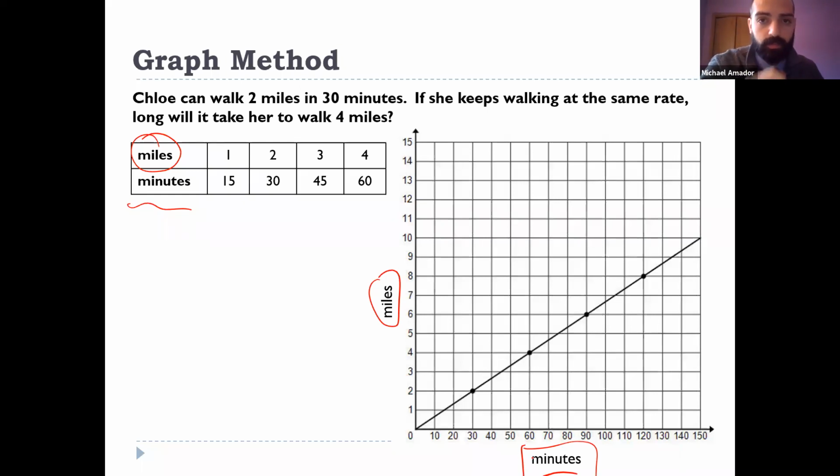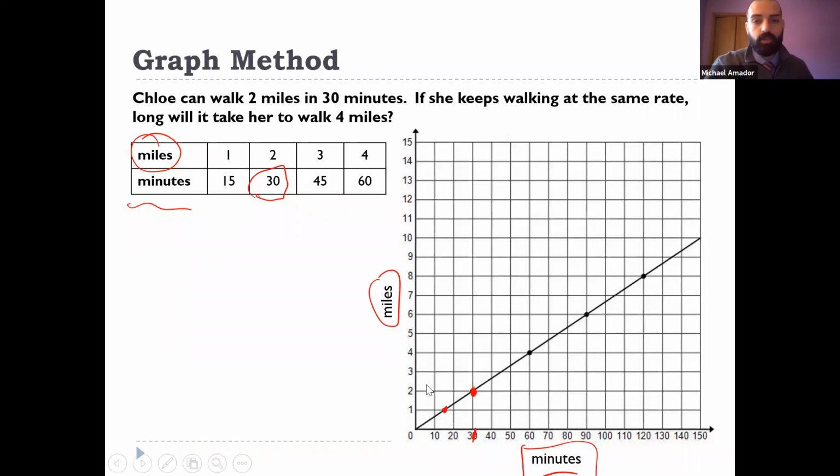So for 15 minutes, it's 1 mile. So I would go along the bottom. 15 minutes would be there, 1 mile would be there, and the dots do match. 30 minutes, which is right here. 30 minutes is on my x-axis, so I'd go along the bottom of my x-axis, find 30, and then I would travel up the axis until we get to 2.